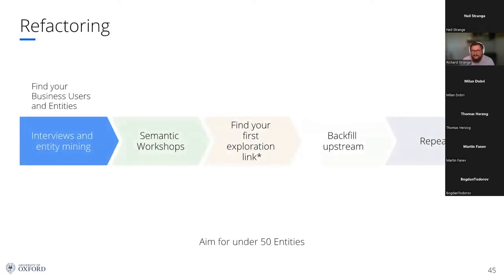From there on out, refactoring here is again going through these workshops. You need to find your business users and find those entities. Go through job descriptions, go through white papers, anything you can find. If they have existing glossaries, fantastic. Don't go above 50 entities to begin with. It's too much. It's too complex. You won't get the level of granularity you need to start with. The focus and effort will be spread too thin through your interviews and yourself.